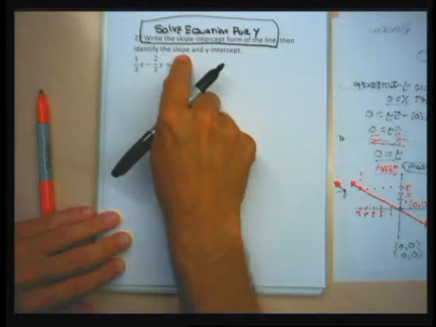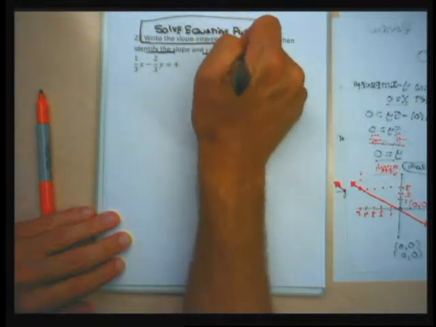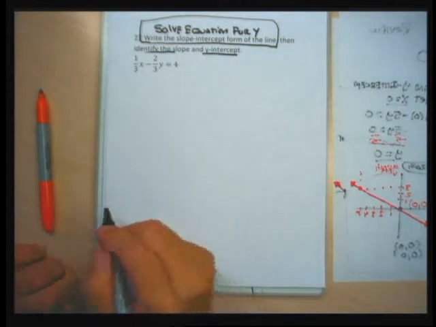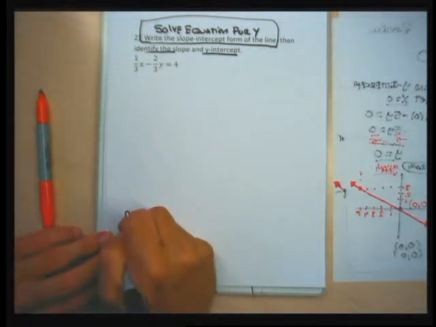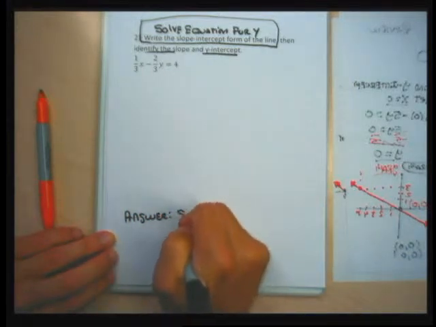I could identify the slope and the y-intercept. The identify the slope and identify the y-intercept parts of this don't require algebra. So in my answer, I'm going to have 3 things. My answer is going to have first an equation of a line, the slope-intercept form of the line.